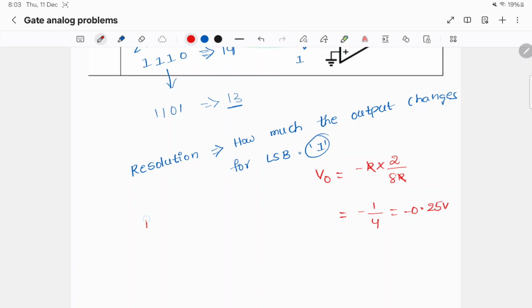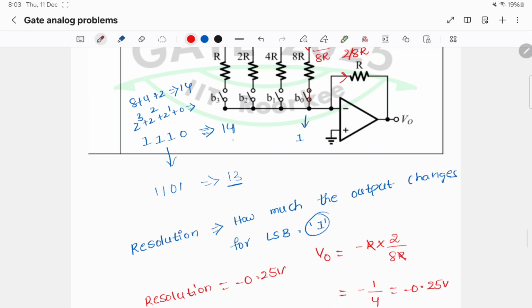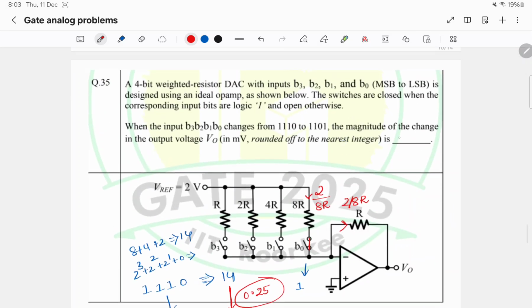Here resolution is minus 0.25 volts. So the input is changed from 14 to 13. So it is a 1 bit change. So the magnitude will change by 0.25 volts. So the answer is 0.25 volts.